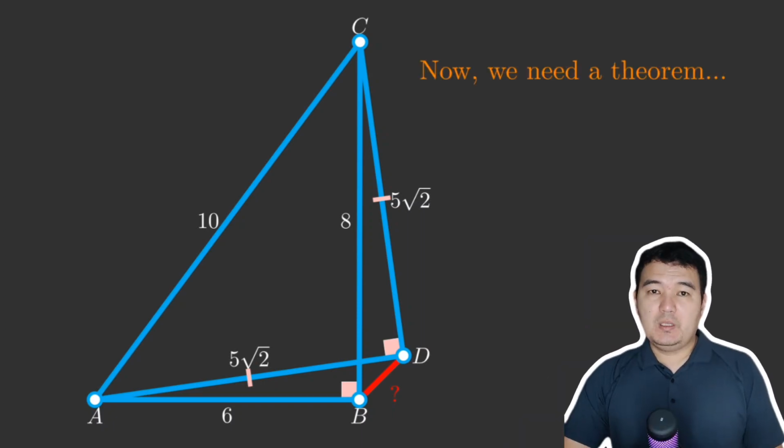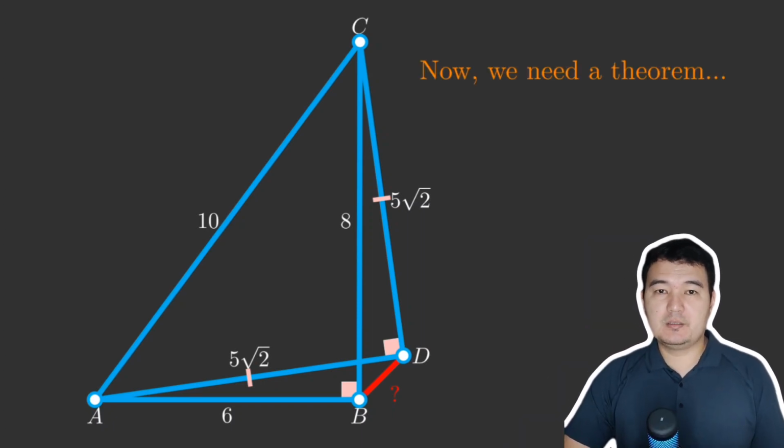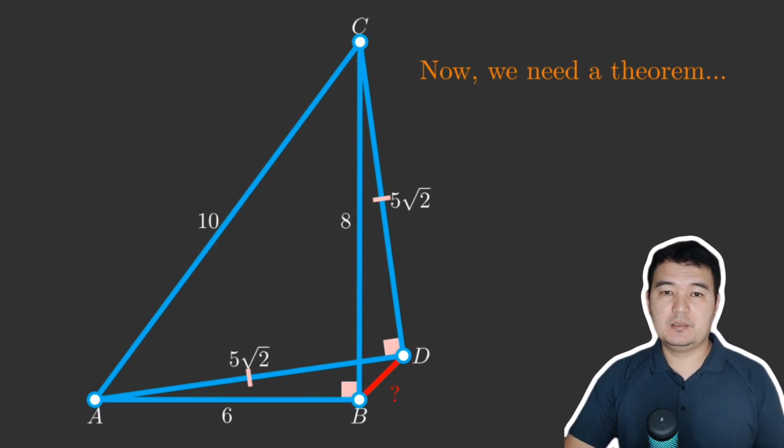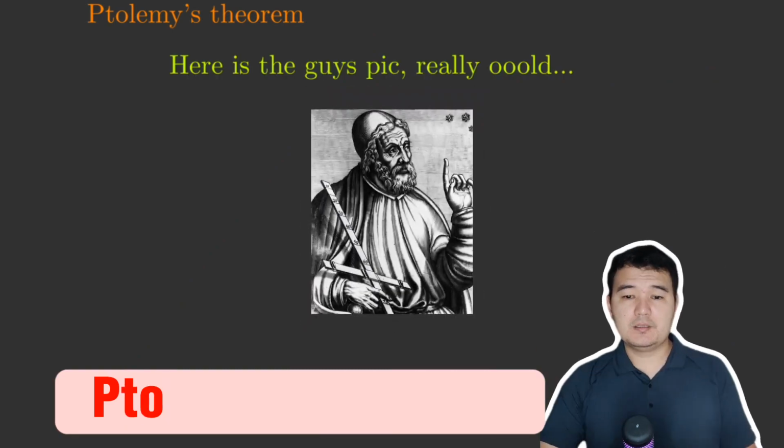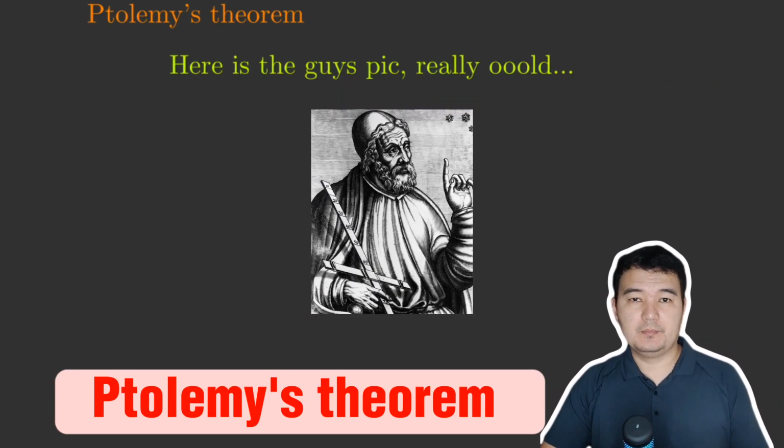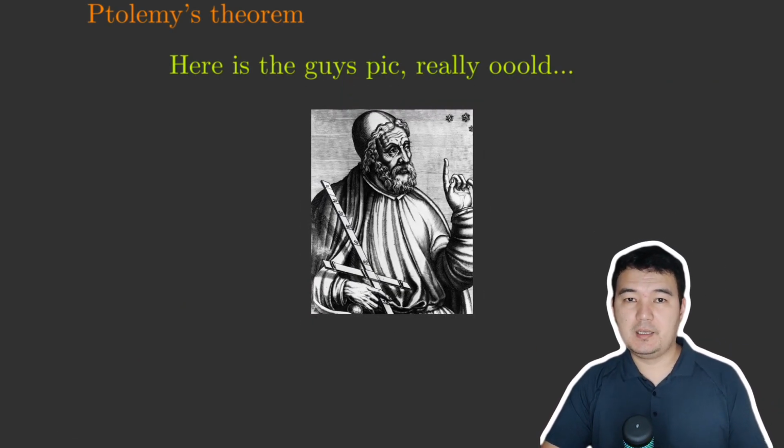To find BD, we need a theorem. So this is going to be the second theorem in this solution. The theorem is Ptolemy's theorem. Here is the guy's picture. It's a really old one, and it's a fundamental theorem in geometry.